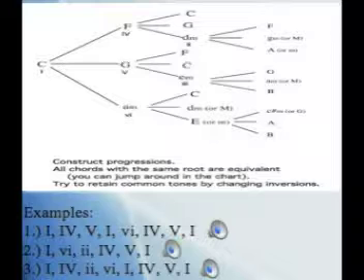Number 1: 1, 4, 5, 1, 6, 4, 5, 1. Boring, but very coherent. We get coherent first, then we get interesting. Number 2 sounds like this: 1, 6, 2, 4, 5, 1. And the next one: 1, 4, 2, 6, 1, 4, 5, 1.